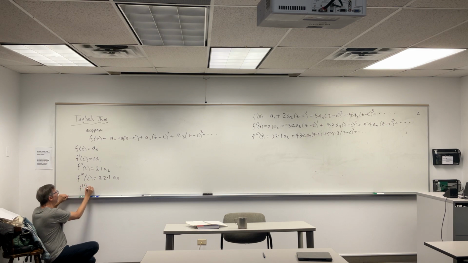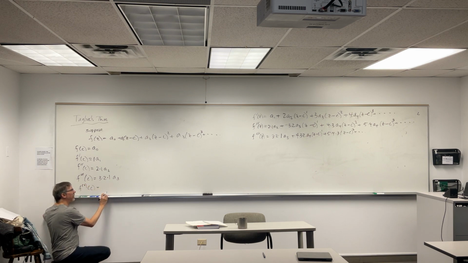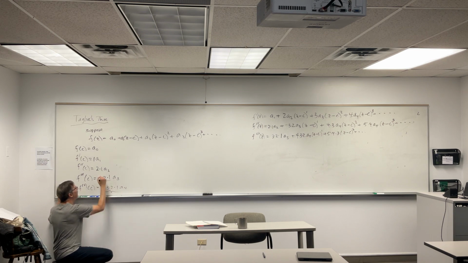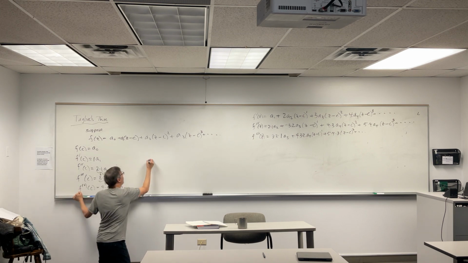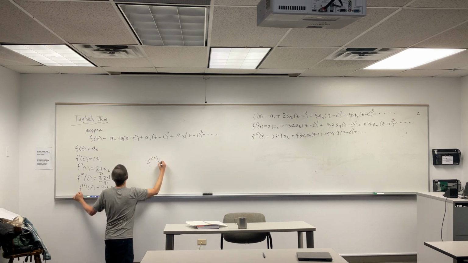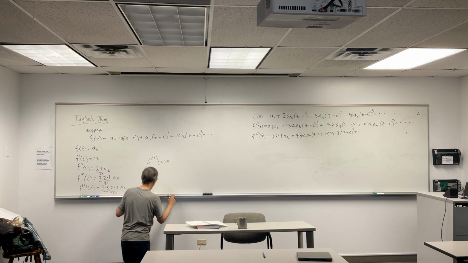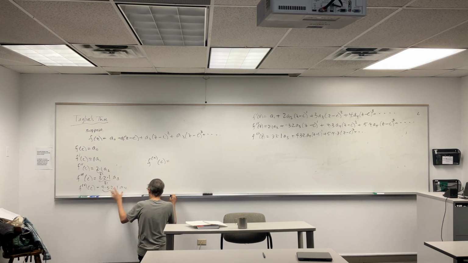So the fourth derivative would be, what would it be? Look at the rhythm. 4 times 3 times 2 times 1 times a4. Exactly. Is there a nice way to say that? Factorial. 2 factorial, 3 factorial, 4 factorial. And so what would the nth derivative evaluated at the center be? If we're gonna generalize this rhythm.